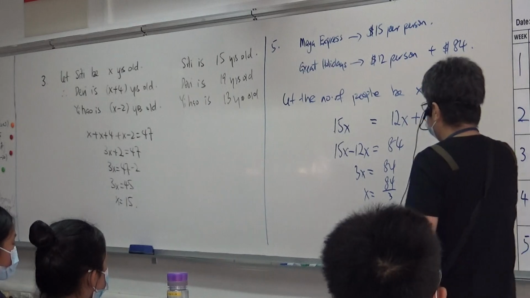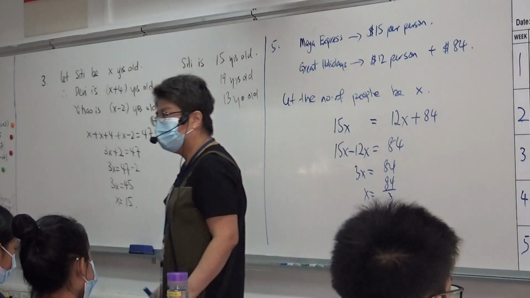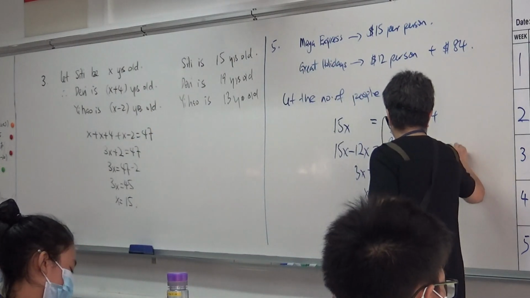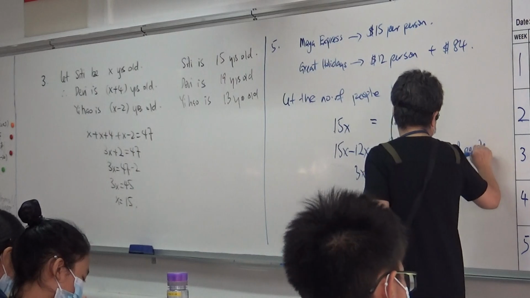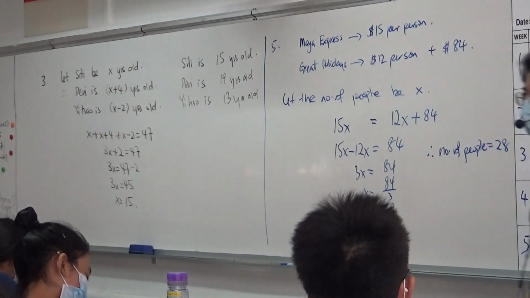Okay, now after I reach this step, that's not all. What did the question ask for? Number of people, right? So you must write, therefore, number of people equals 28. Must always have a conclusion.